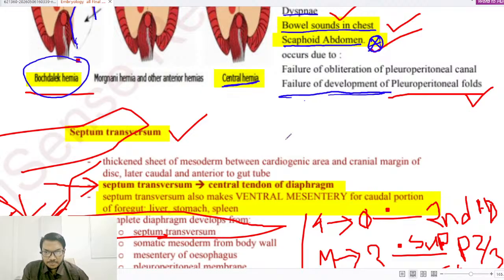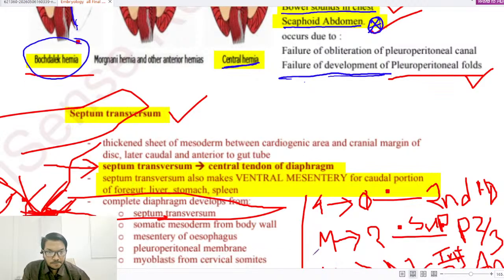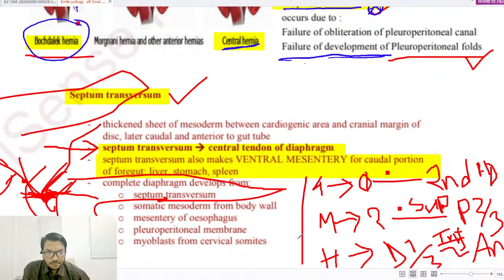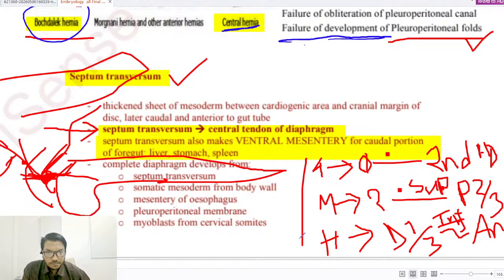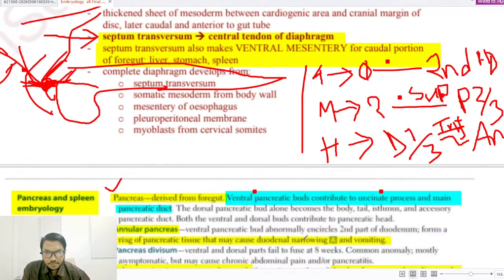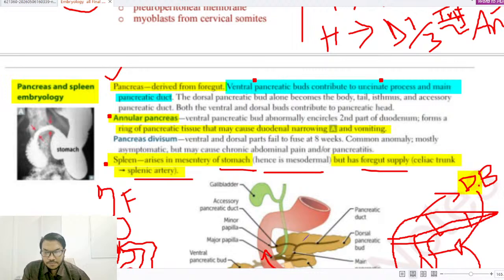Septum transversum. Pancreas and spleen.